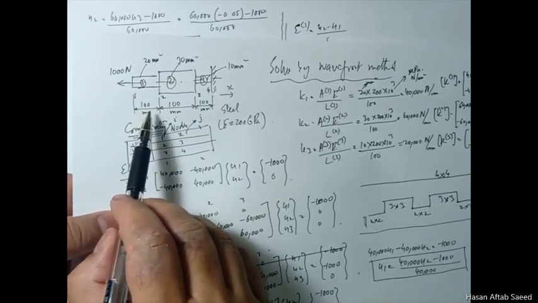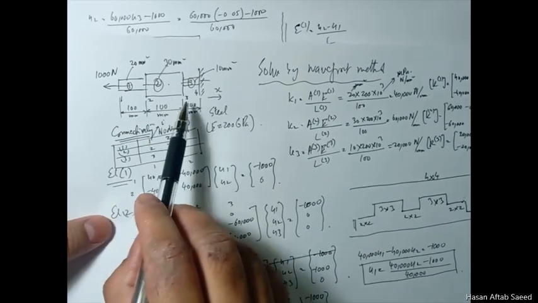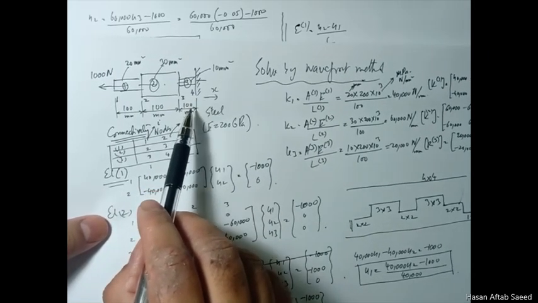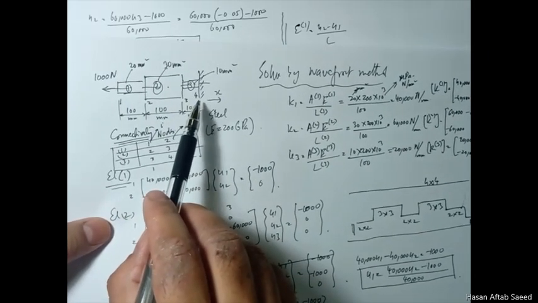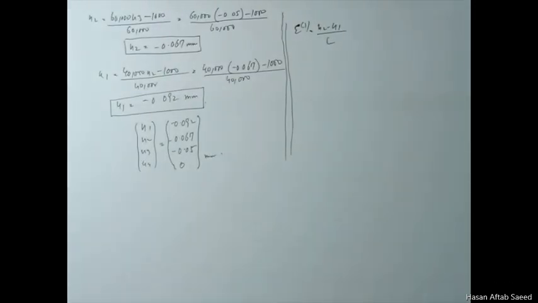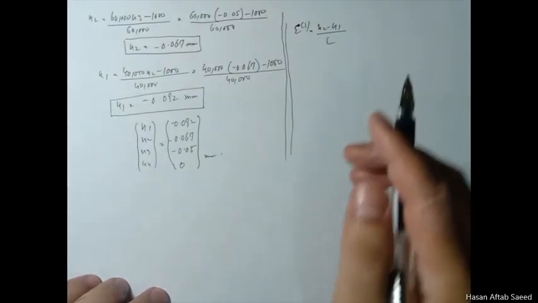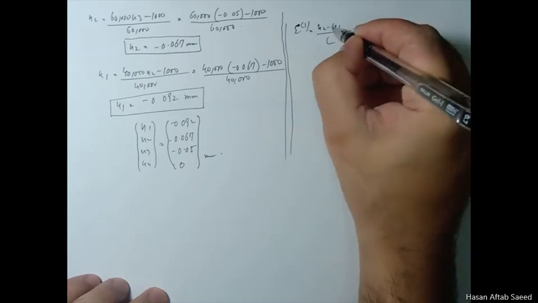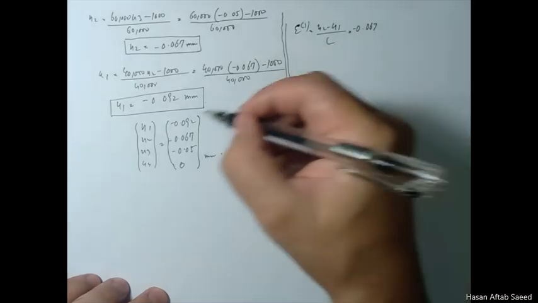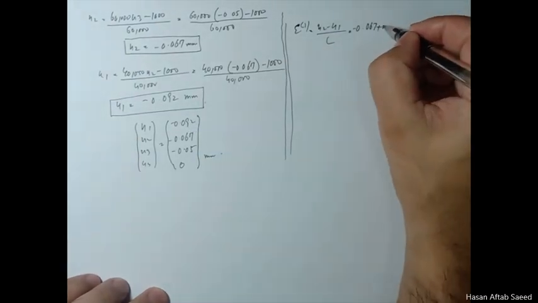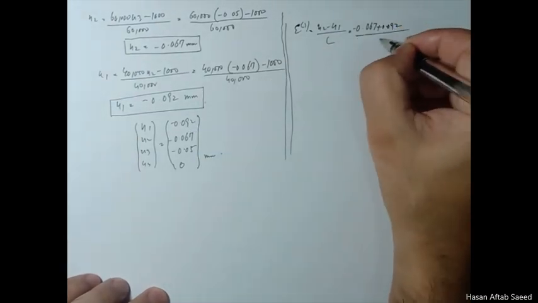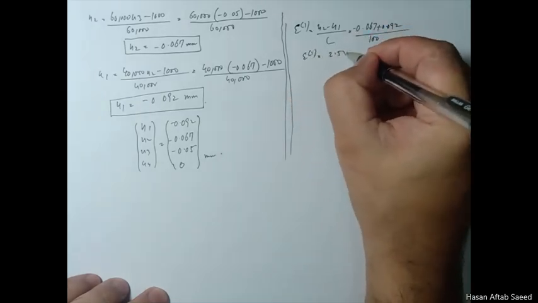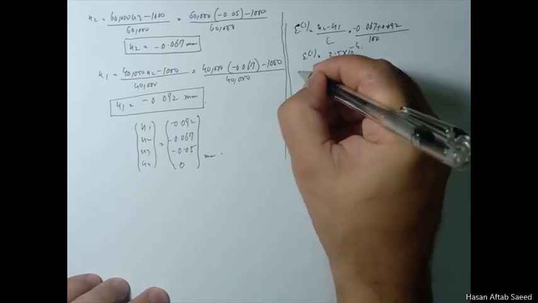u2 minus u1 over L. Similarly, epsilon 2 is u3 minus u2 over L. Similarly, epsilon 3 is u4 minus u3 over L. So just plug in the values again. Minus 0.067 minus, plus, because you're talking about 0.092 over 100. So epsilon 1 is 2.5 into 10 raised to the power minus 4.